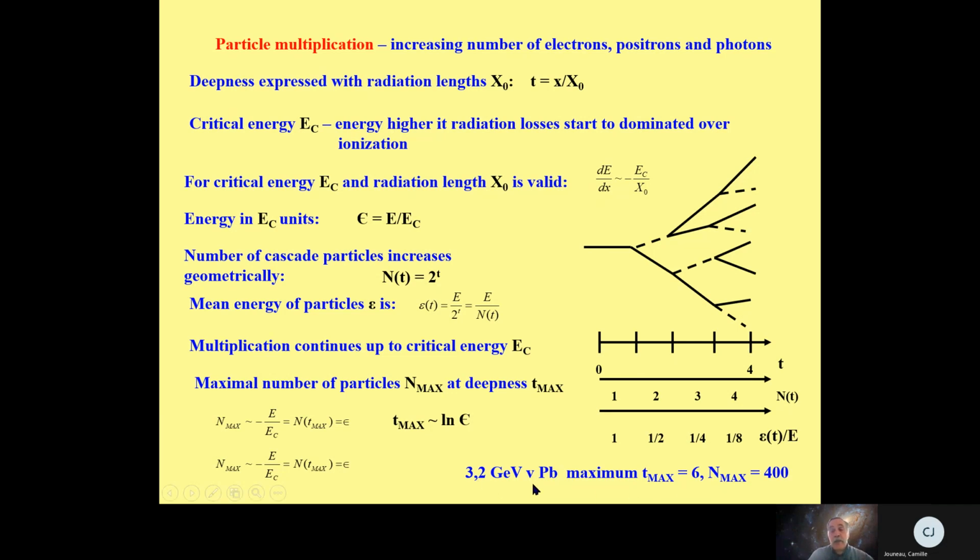And here is an example for lead and energy about 3 GeV in lead. In this case, the maximum of the electromagnetic shower will be at about 6 units of radiation length, and the number of particles will be about 400.